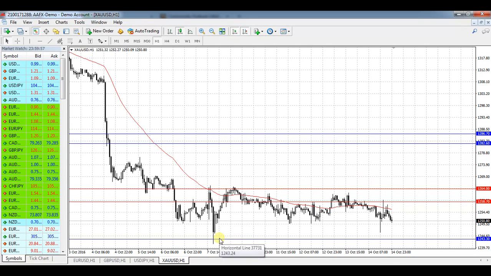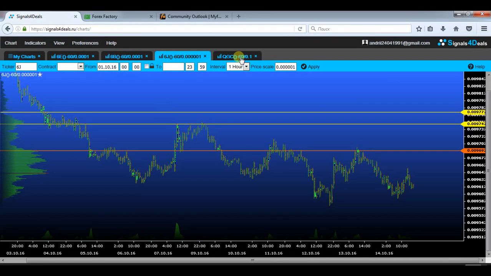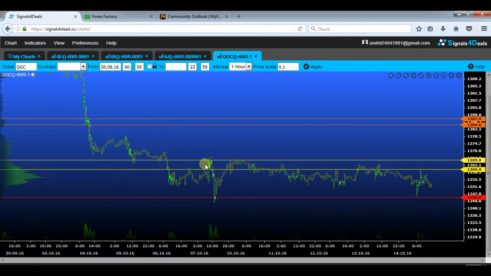The first one is 1243.30, and the second one is our old level of resistance, 1258.70 and 1264. Here you can see why I highlighted these levels. Here is a very large volume, and this level also has and had a large volume. The situation is quite similar to the British pound, that we have a large volume in this consolidation.